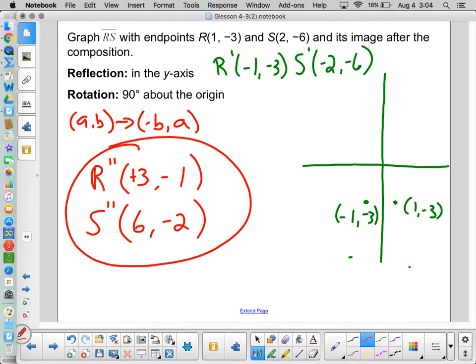So those are the coordinates after the composition of reflection and rotation. It's just using two different rules to do two different motions. We do them separately. We don't try to do them all at once. We do them one at a time in the order that they're given.